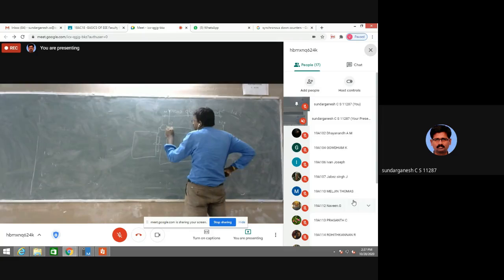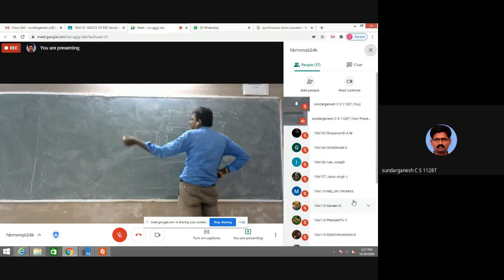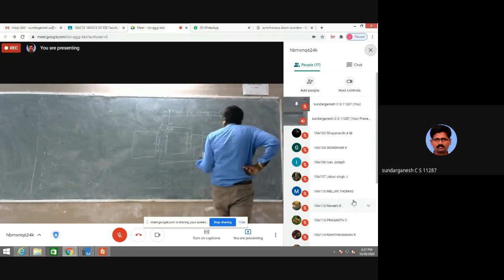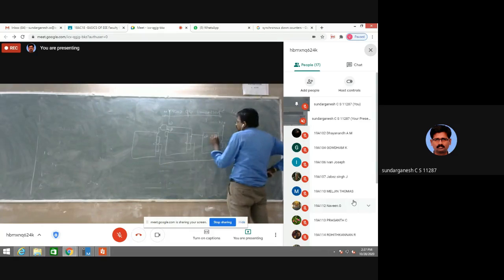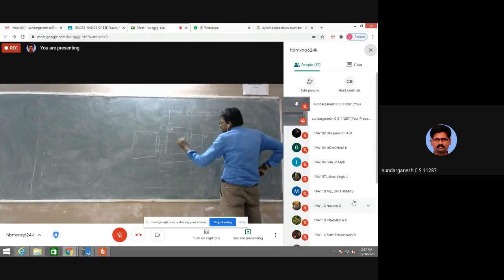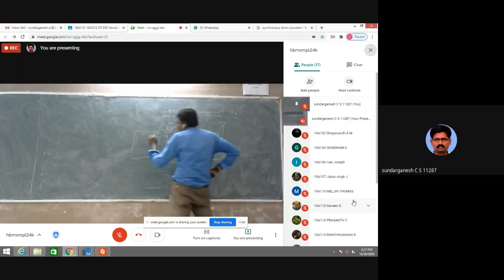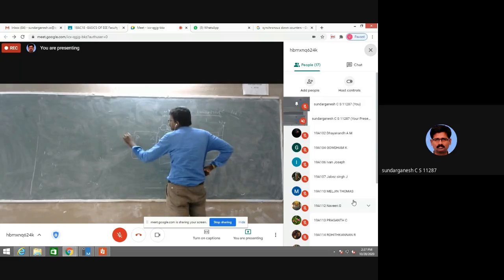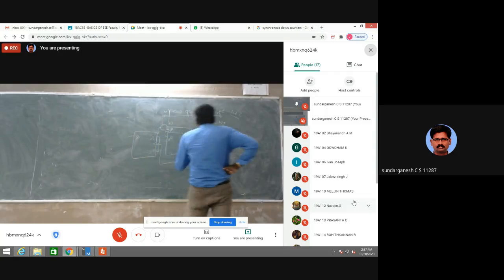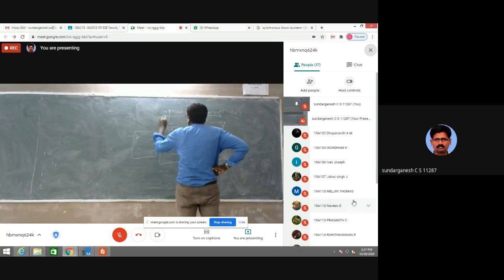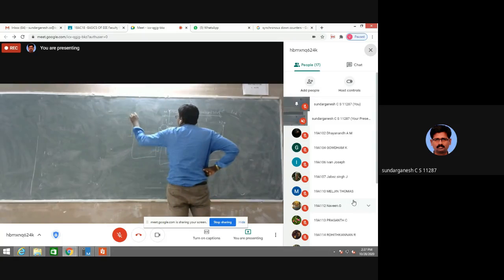QA and QB. For the next flip-flop, if it is there, the inputs are QA, QB, QC. So it will have all the flip-flop outputs. This is JA, this is KA. JB, KB, QB. JC, KC, QC. So these are the outputs. QA is the output, QB is the output, QC is the output. These three are.